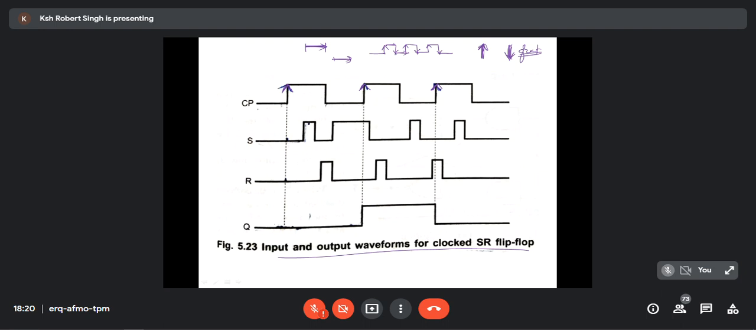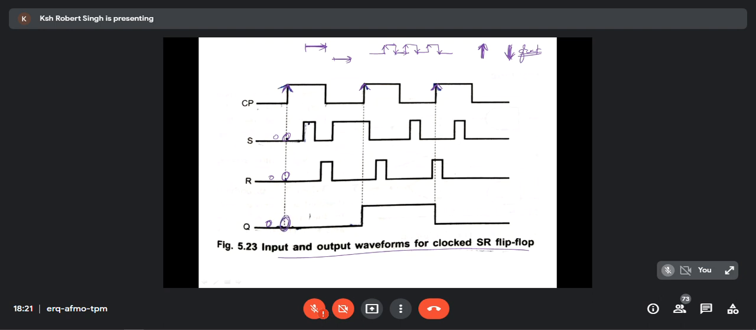So let's say this is my previous Q is 0, S is 0, R also 0. Clock has come. At this point only we have to see. At this point, S is 0 and R is 0. Then what should be Q? S is 0, R is 0, Q should be no change, correct? Yes, no change. So Q was 0, now also it will be 0.